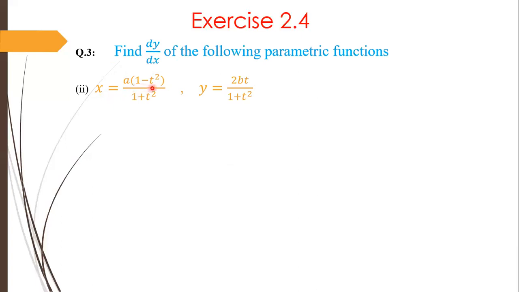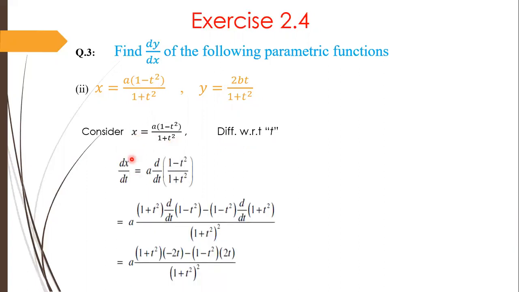x is equal to a(1 minus t square) over (1 plus t square) and y is equal to 2bt over (1 plus t square). First of all, consider x and differentiate with respect to t. Why? Because here t is the independent variable and x is the dependent variable. a is a constant, so we will take the derivative of (1 minus t square) over (1 plus t square) with respect to t.